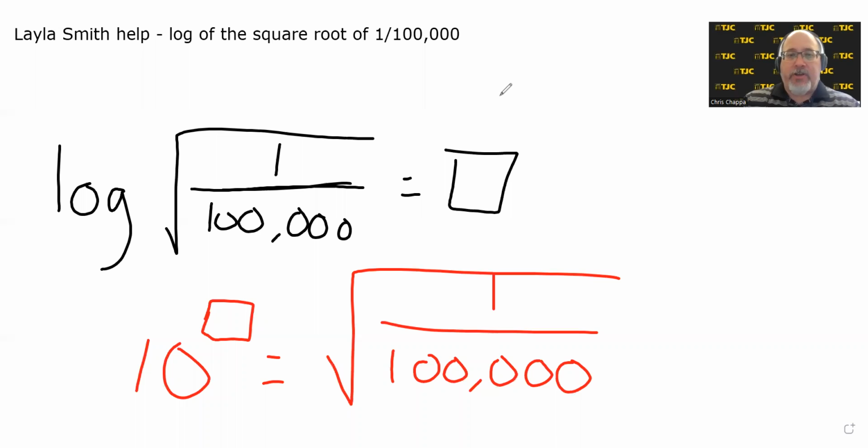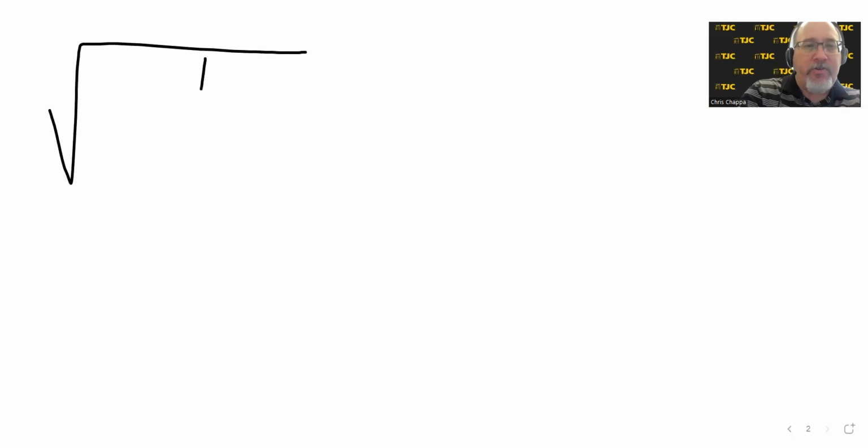So the real trick is, how do we take the square root of 1 over 100,000 and rewrite it as a power of 10? In other words, how do we start here and wind up with something that looks like that? So I'm going to reverse engineer the square root of 1 over 100,000 until we can get a power of 10 to show up.